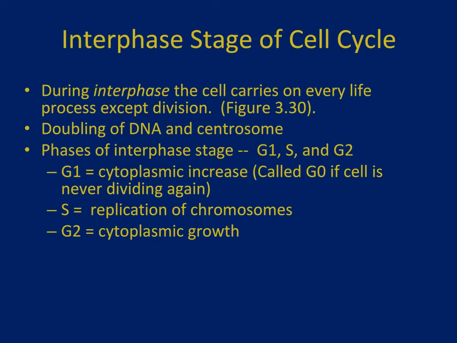So of those two phases, mitosis and interphase, interphase occupies the largest time frame in a cell's life cycle. So during interphase, the cell is doing everything that a cell normally does. It's moving things across its membrane, it's repairing itself, it's manufacturing proteins. The only thing it's not doing is actively dividing the nucleus. Now during interphase, we have three different subphases, G1, S, and G2.